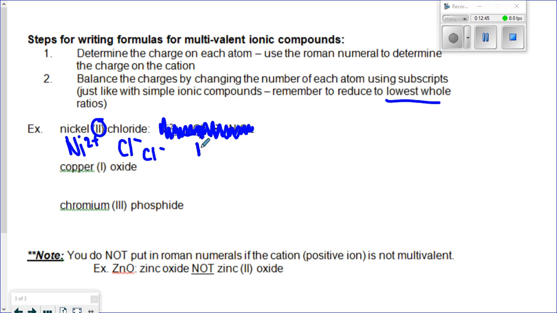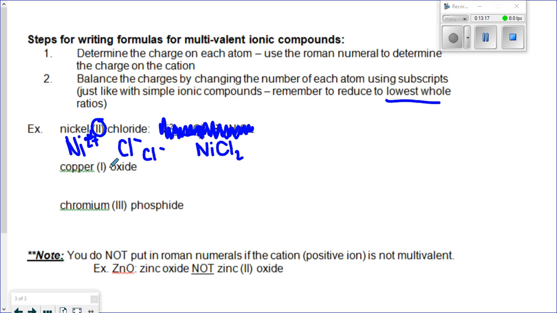So writing the formula, Ni, I just needed one of those nickels, so you don't put a little 1 here. You don't put a 2 here since it says 2, nothing like that. That 2 just indicates the charge on the ion. So NiCl2 is our formula for nickel 2 chloride.